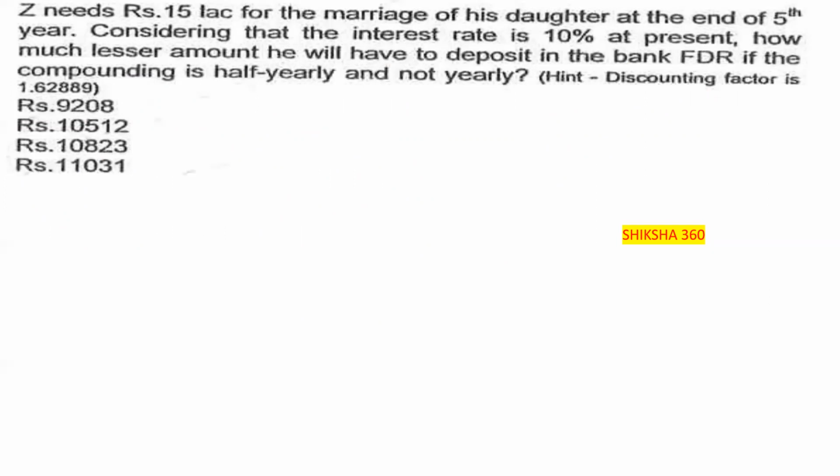So how much lesser amount will he have to deposit in the bank FDR if the compounding is half yearly and not yearly? In the previous case the compounding was yearly, and here they are saying that the compounding is half yearly. So we already know that in the case of half yearly, the rate of interest is to be divided by 2, and time is to be multiplied by 2.